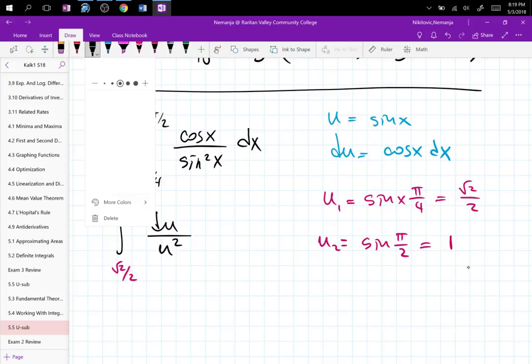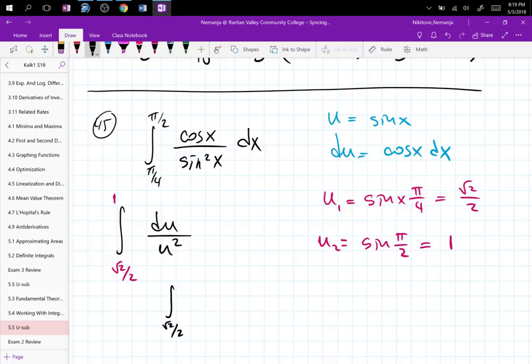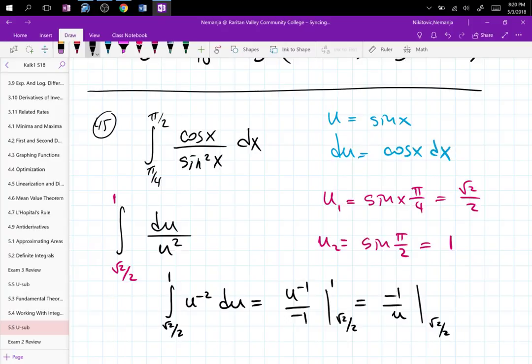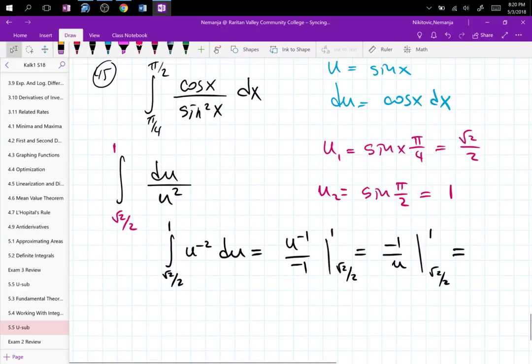So what do I have? I have the integral from root 2 over 2 to 1 of u to the minus 2 du. And now I integrate, so I get u to the minus 1 over negative 1 from root 2 over 2 to 1. And now I have negative 1 over u, from root 2 over 2 to 1. And now I have to plug everything in.